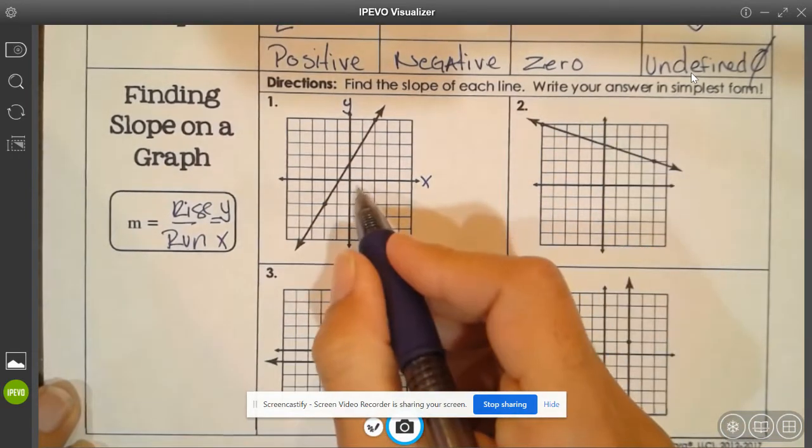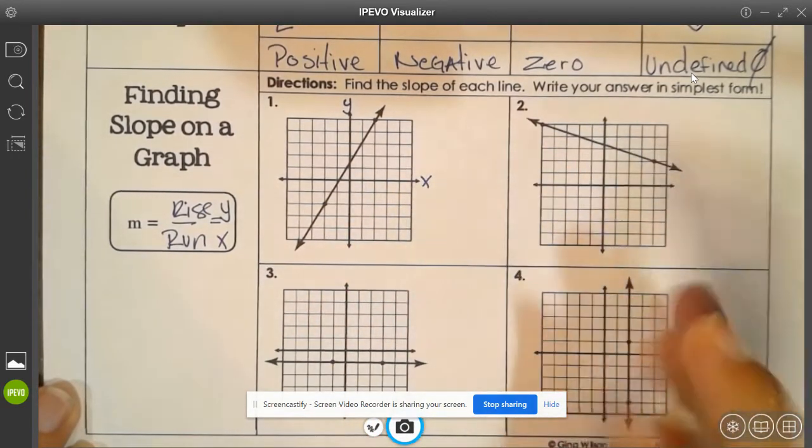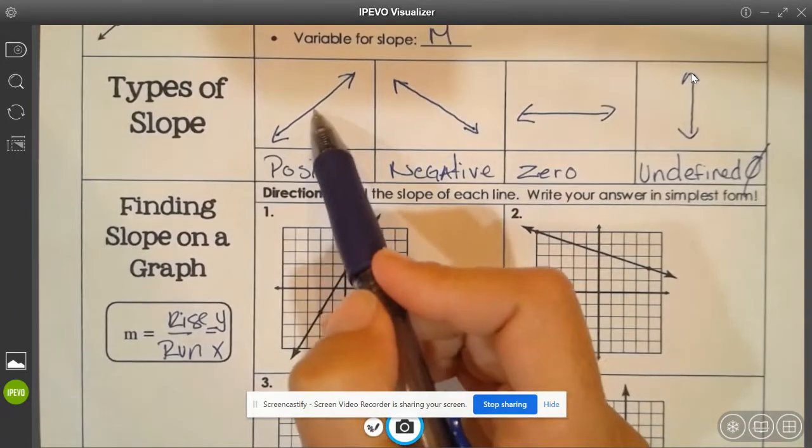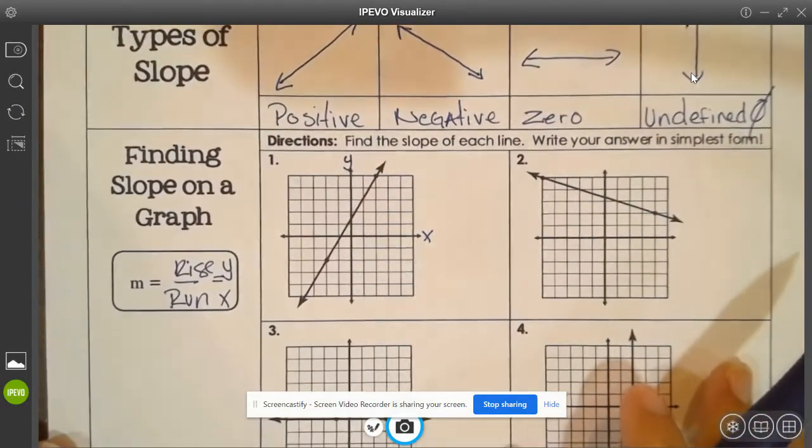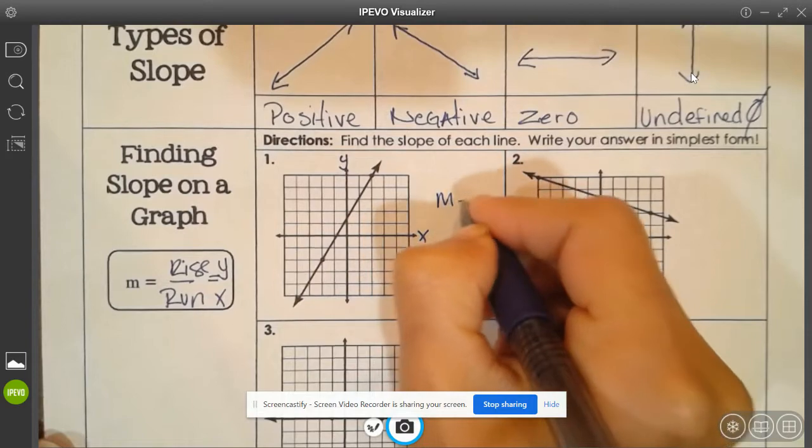All right, the first thing that we're gonna do is notice, is this a positive slope? Yeah, kind of looks like this one. So it is positive. So my slope will be positive. Okay, so let's find that.